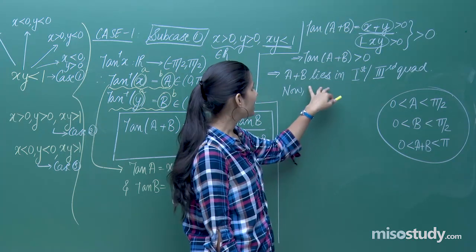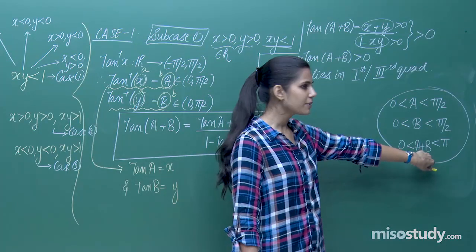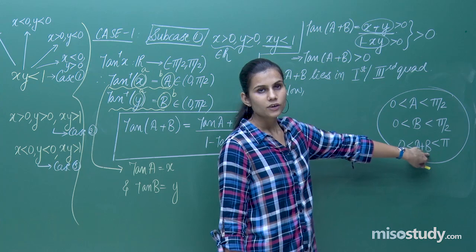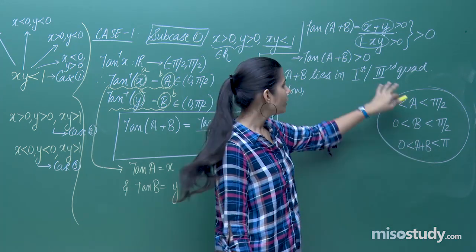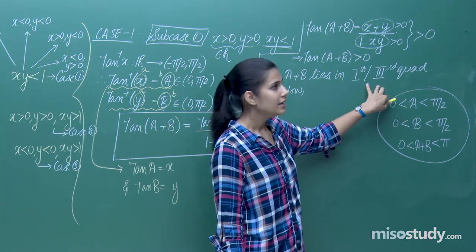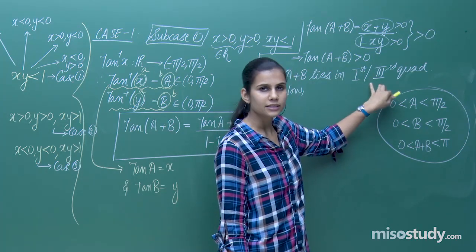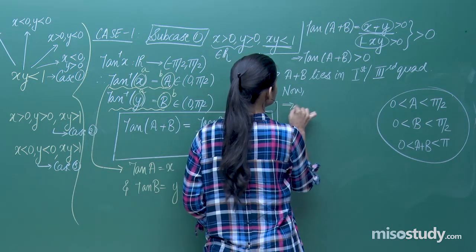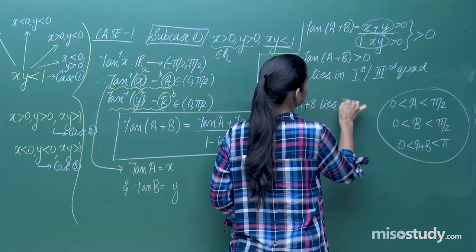Right, now we have A plus B definitely lies in either first or third, but it cannot lie in third because it only ranges from 0 to pi. It is not exceeding pi. For lying in the third quadrant, it should have measurement exceeding pi. So it cannot lie in the third, and because it can lie either in first or third, and we have finalized it cannot lie in the third, that means A plus B is lying in the first quadrant. So this implies A plus B lies in first quadrant.